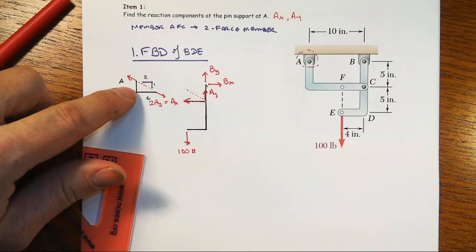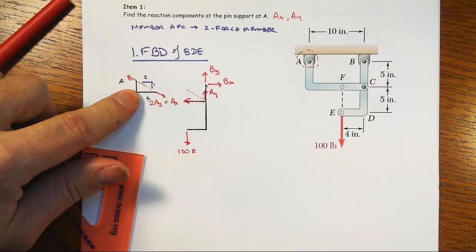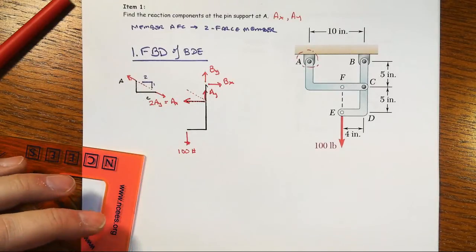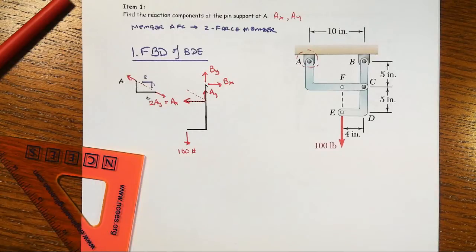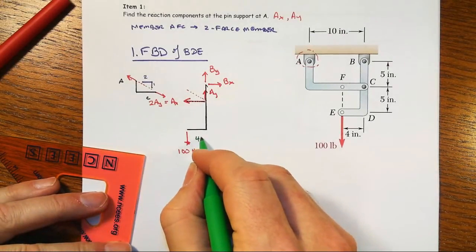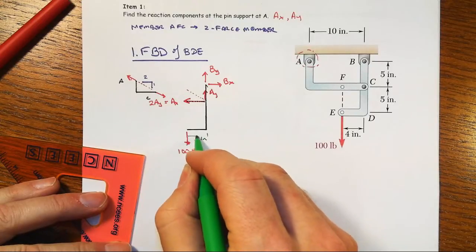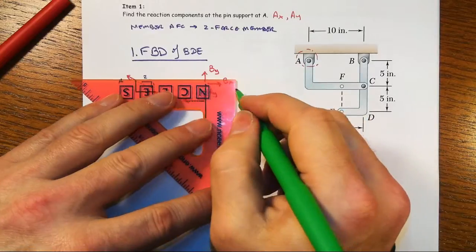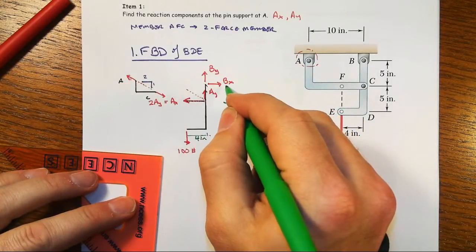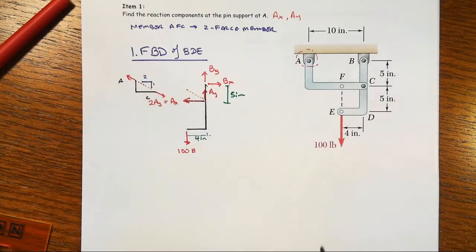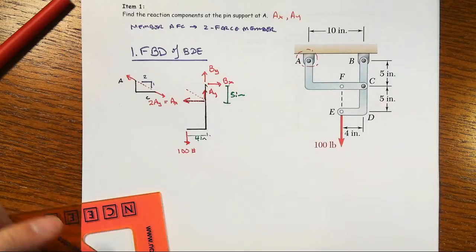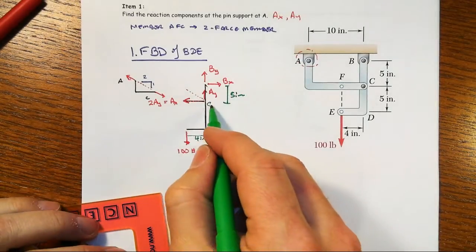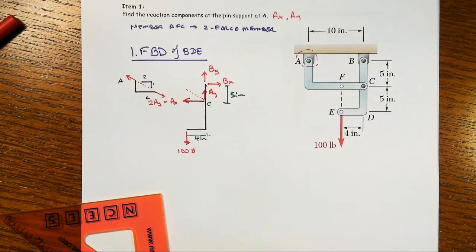We could prove it, pull the pin, and prove it with equilibrium on AC, but if you just recognize what has to be the case, it certainly makes life go much easier. There's our 4 inches over for that guy, and then from the top, we're down 5 inches, from the top down to pin C, where our two forces are represented.